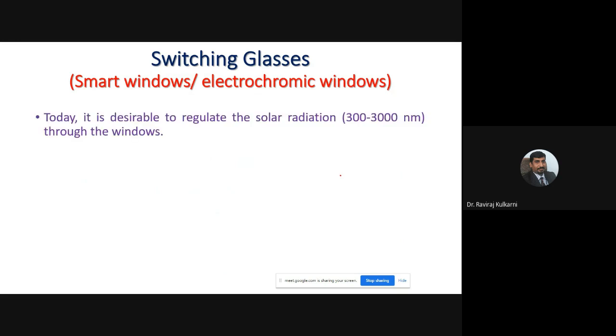So what are these smart windows? Today, it is desirable to regulate the solar radiation, sunlight. What is the wavelength of sunlight? It starts from 300 nanometer. That is what you call UVA radiation. 400 nanometer is visible, up to 700 visible light. UVA, visible light. Then 3000 nanometer is nothing but infrared light. So thermal radiation, heat, infrared.